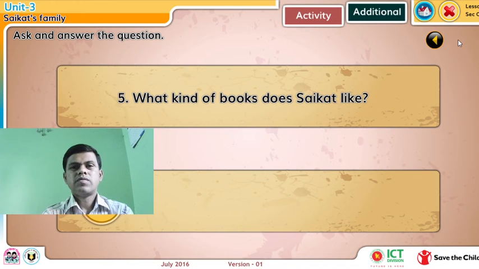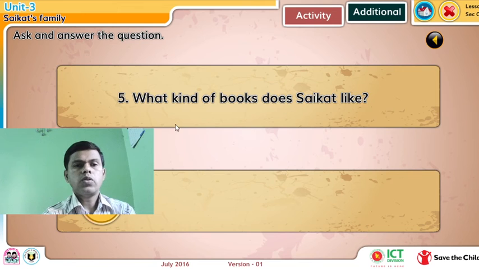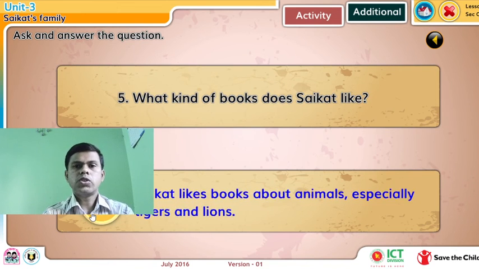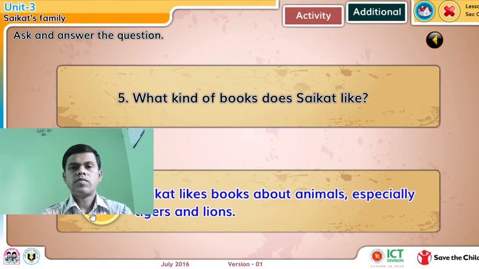What kind of books does Shoykot like? Shoykot likes books about animals, especially tigers and lions. Have you got all these questions? Yes. You have to write in this way. We also have to answer the questions in your script in this way.